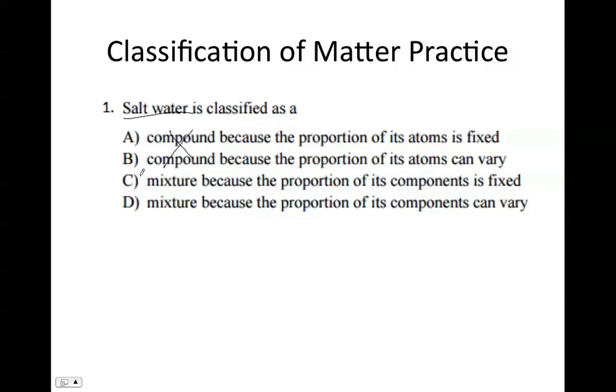So that gets rid of A and B. Now that we have a mixture, we need to think about how the proportions of the components are going to compare. Are they going to be fixed or are they going to vary? Since this is a mixture, mixtures always have variable components.